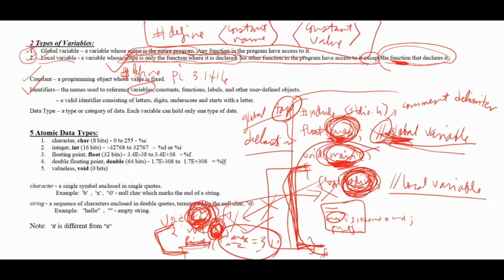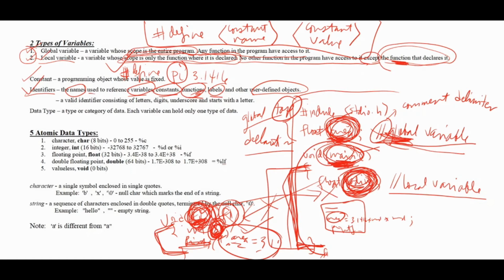What is an identifier? Identifiers are names used to reference variables, constants, function names, label names, and other user-defined objects. Like this one, pi is a constant identifier. Area is a variable identifier. Radius is a variable identifier. F1 is a function name identifier. So identifier refers to names used for variables, constants, function names, labels, etc.